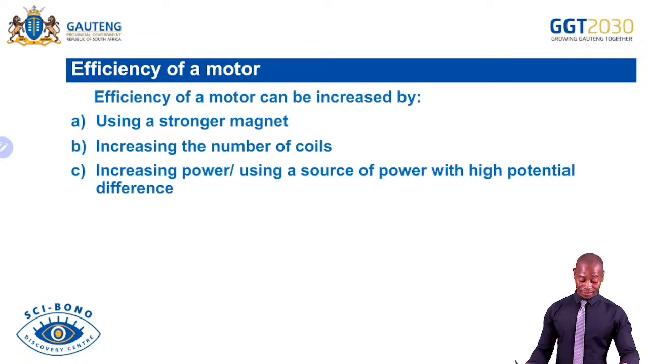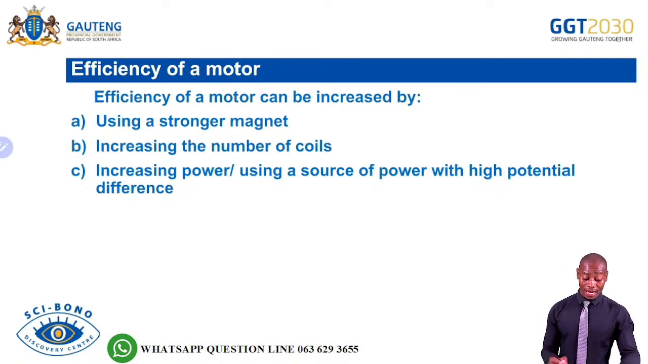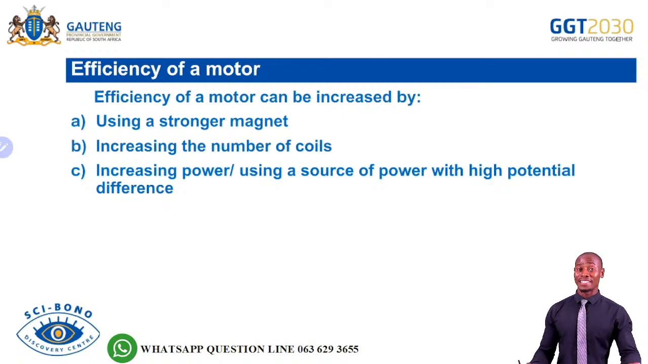How can we increase the efficiency of a motor? We can use a stronger magnet, we can increase the number of turns, we can increase power, or we can use a source of power with high potential difference. That is how we can increase the efficiency of a motor, whether it is AC or DC. But please be careful.